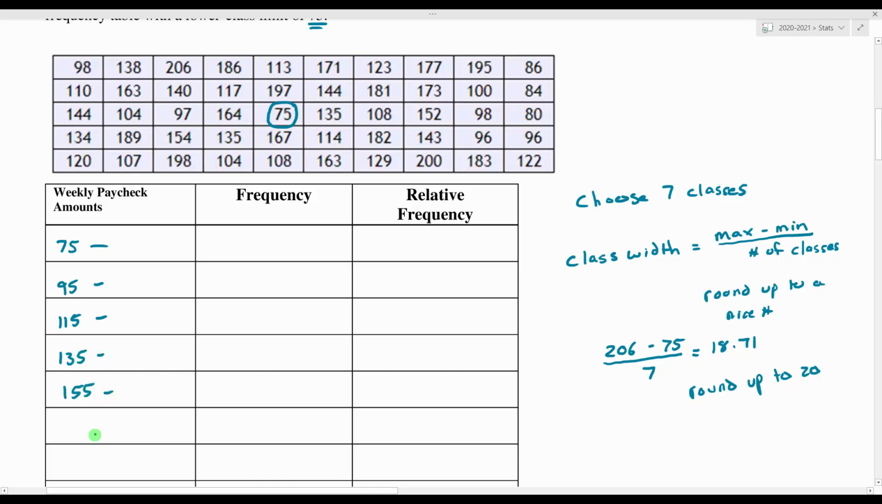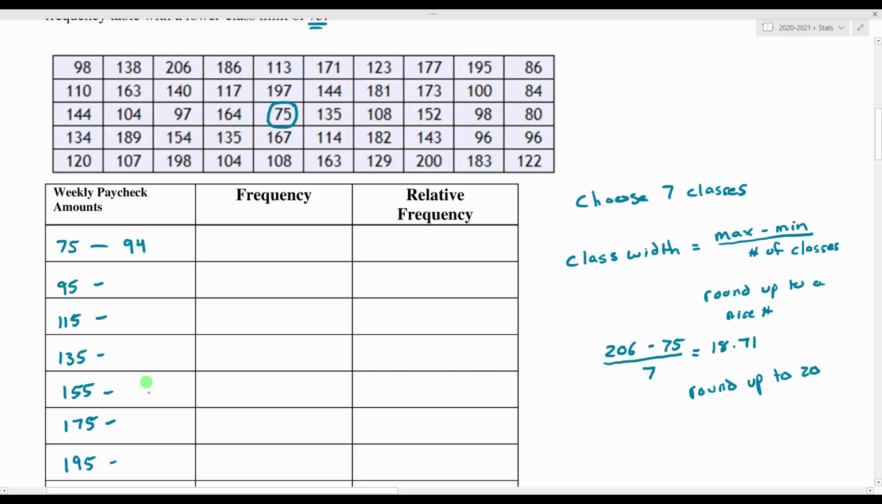155, 175, and 195, right? So I want to make sure I have 7 classes. So I got 1, 2, 3, 4, 5, 6, 7. So there's my 7 classes, and then I need to figure out my upper class limits. Now, since this is 95, this should go up to 94, right?